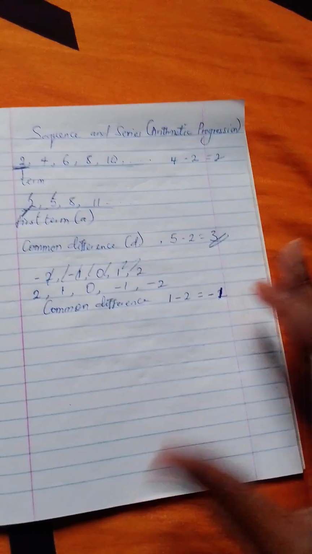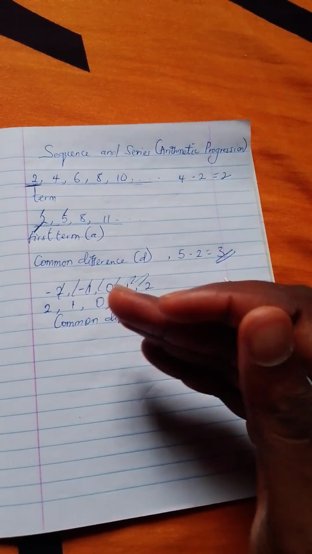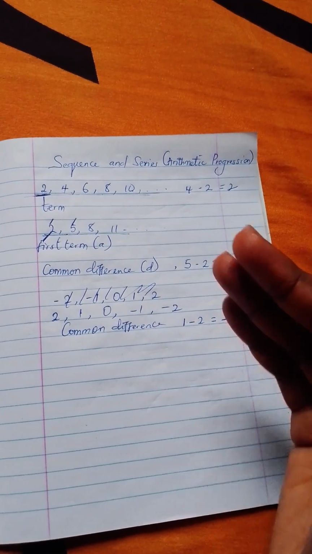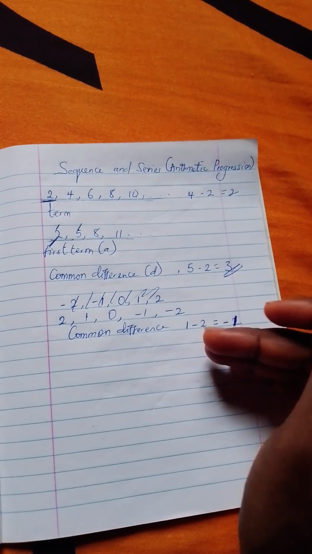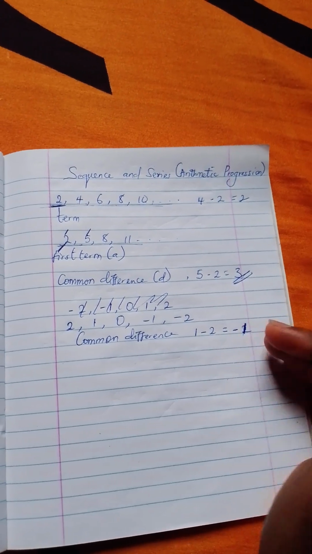And another thing about common difference is that you can use any of the values. It doesn't have to be the first term and the second term. What matters is that you have to be making use of consecutive values, the ones that are following each other.